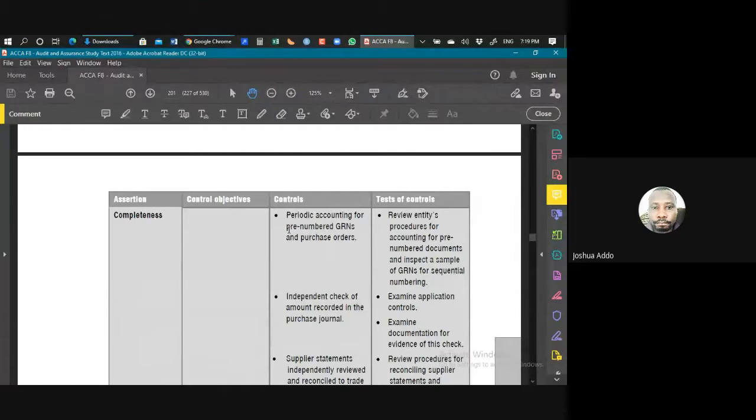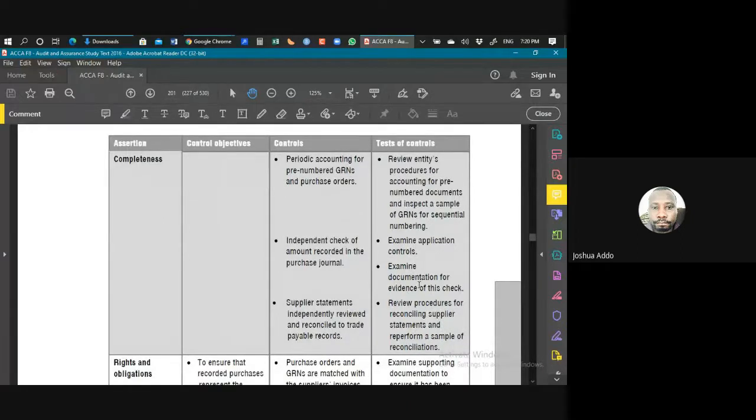we match it with maybe batches of goods actually existing to make sure that, okay, for this GRN, this is the good. For this GRN, this is the good. It also attempts to achieve some level of completeness. The auditor can check whether this is there by reviewing entities' procedures for accounting for pre-numbered documents and inspecting a sample of GRN for sequential numbering.